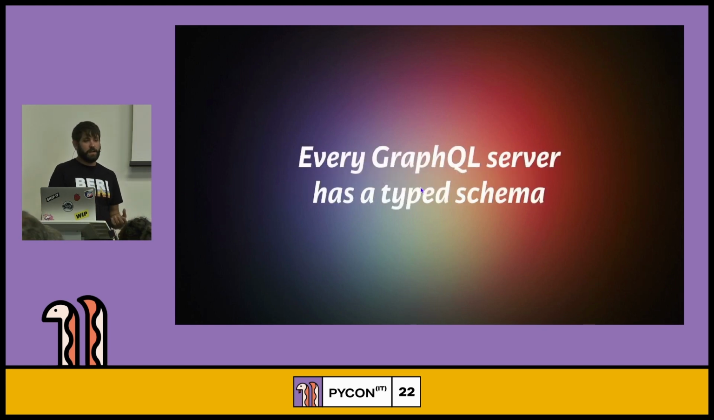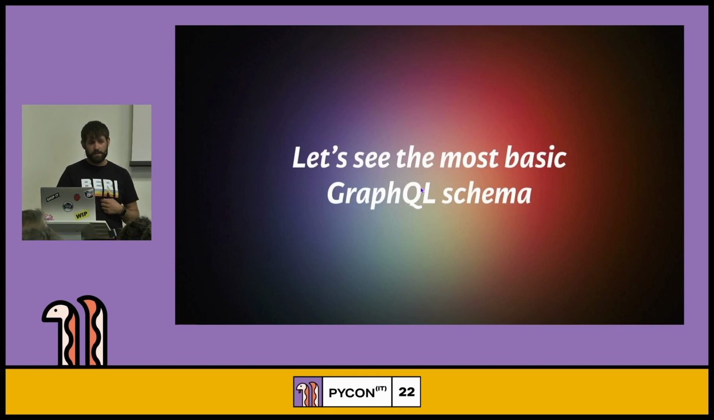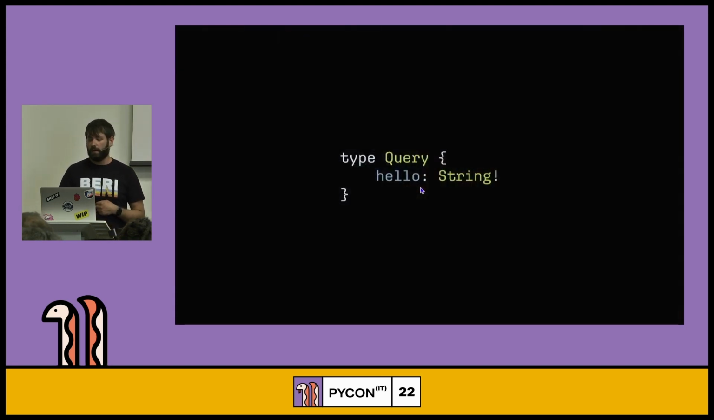As I mentioned, GraphQL has a specification, and that specification says that every GraphQL server needs a schema, which is also typed. This schema basically defines all the data you can fetch from the server. So let's see the most basic GraphQL schema. Here we have a basic type called Query, which has one field called hello, which is of type String.